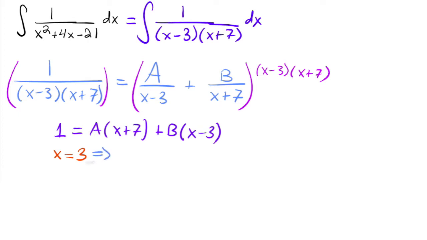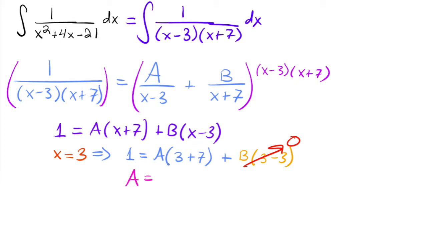Okay, so if x is equal to 3, then we have that 1 is equal to A times (3 plus 7) plus B times (3 minus 3). So notice that this is equal to 0, and so you can solve for A here. You would get that A is equal to 1 over 10, because 7 plus 3 is 10, and then you divide by it. So that's what A is.